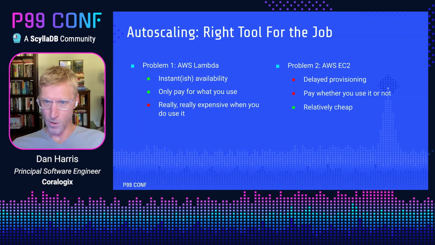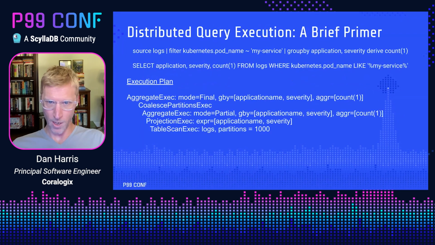And for problem two, we have good old AWS EC2, right? Just regular old server VMs. They're not a good solution for problem one because it takes time to spin up new machines. And you pay for it whether you use it or not. So if you keep that spare capacity around just in case, you're again paying for servers that are doing nothing. But when you are using it, it's relatively cheap, especially compared to Lambda.